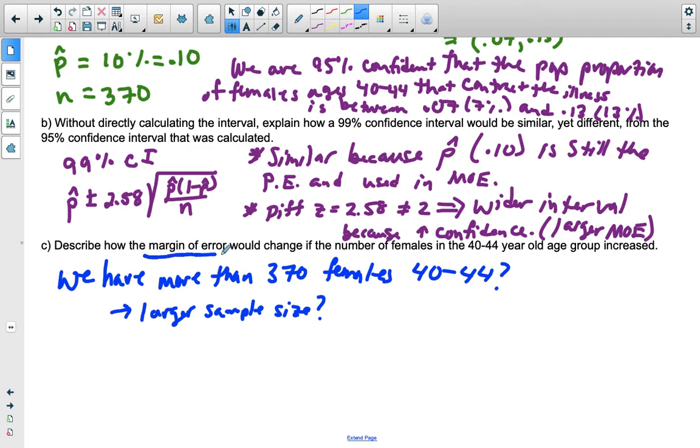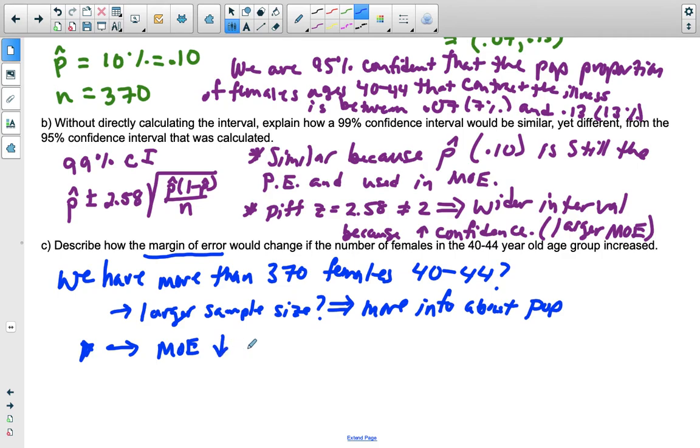Well, if you take a larger sample size, this means you have more info about the population. So if you have more information about something, that means your margin of error should decrease because you would be more certain. So overall, a larger sample size means the margin of error decreases because we have more information about the population.